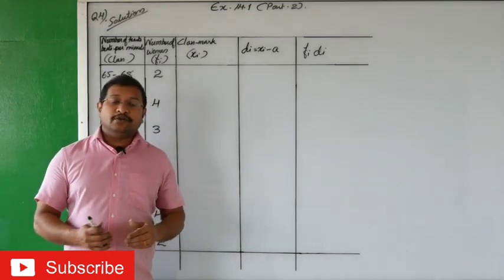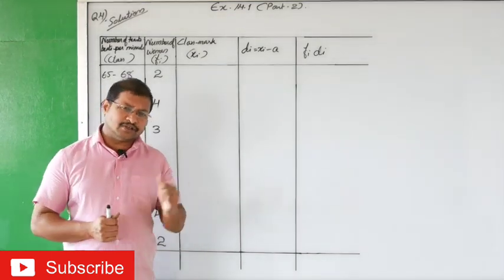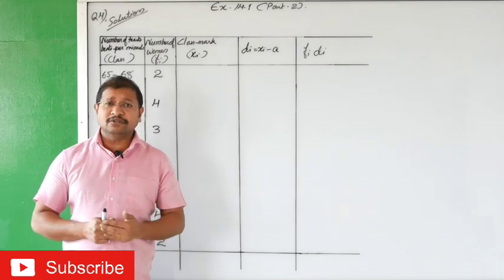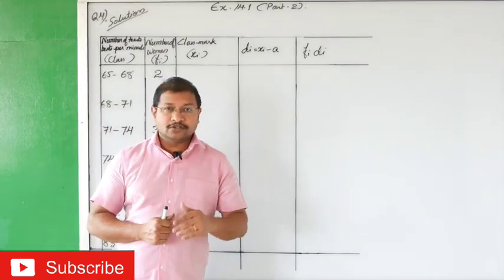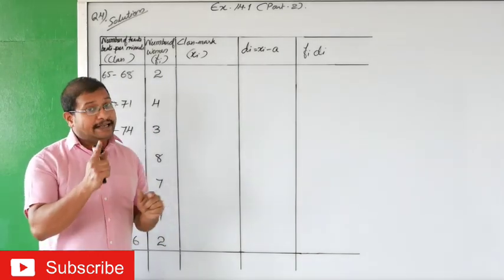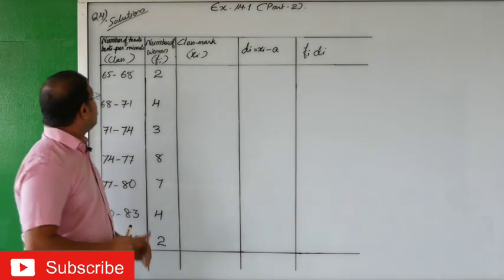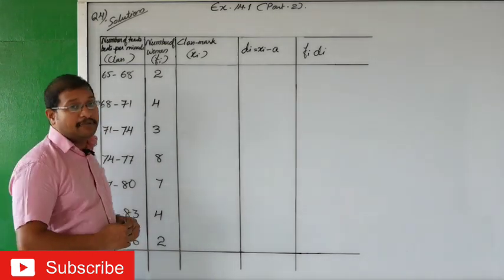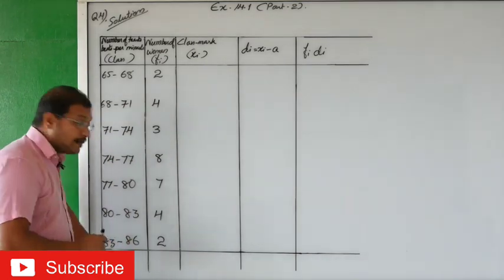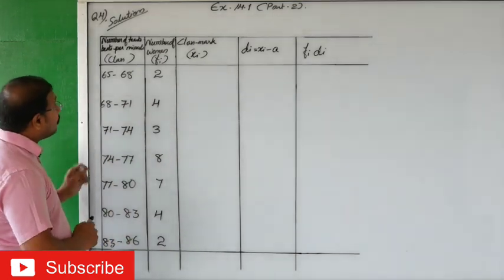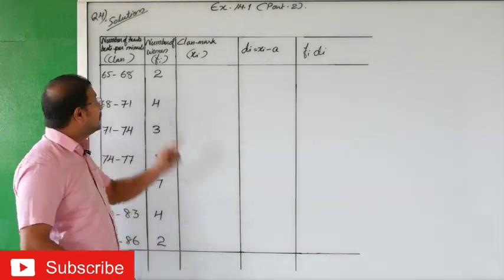In this question you can use any method, but let us use the assumed mean method because we have not used that one till now. You should study that method too. Assumed mean means we will be using Di. What is given in the question? Number of heartbeats per minute, which we call the class. It's already written here. After that, the number of women is given, which will be taken as the frequency, that means Fi.